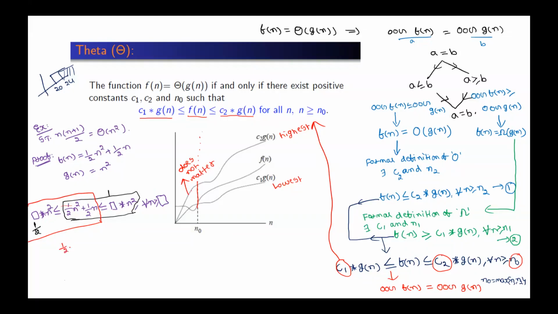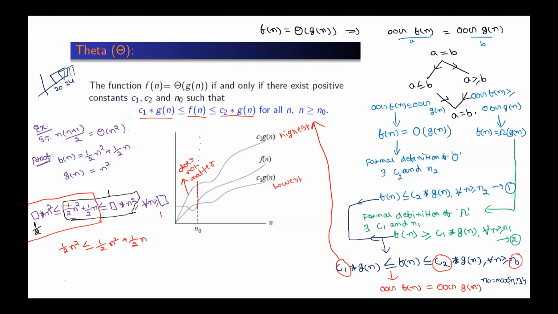What I am saying is 1 by 2 into n square is less than or equal to 1 by 2 into n square plus 1 by 2 into n. Is that correct or not? Yes, sir. Now whether the combination will be true for any value of n, 1 or more than 1.